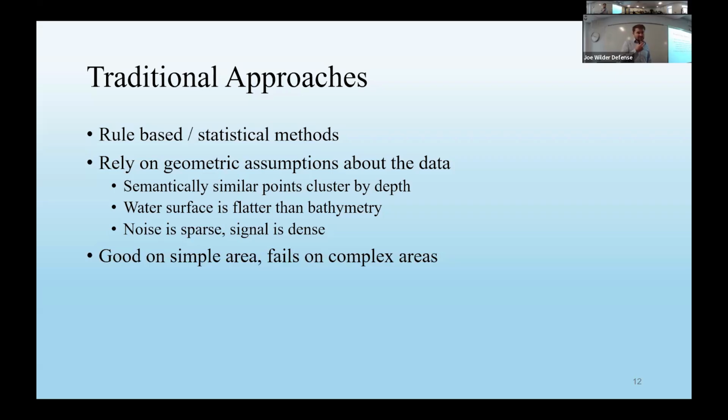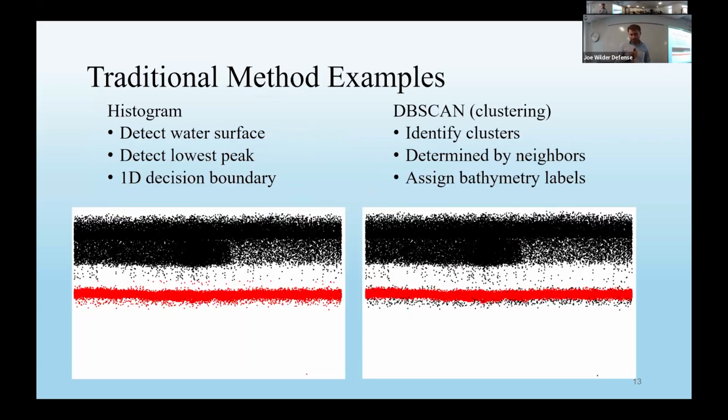Then another assumption is the noise you have to deal with. Noise, you can assume it's going to be sparse and that the signal is dense, but it's not necessarily always the case. So with that being said, these methods are good a lot of the time on simpler tiles when there's clean separation. But when you get to tiles that have overlap between the water surface and the slope of the bathymetry, you can run into some issues.